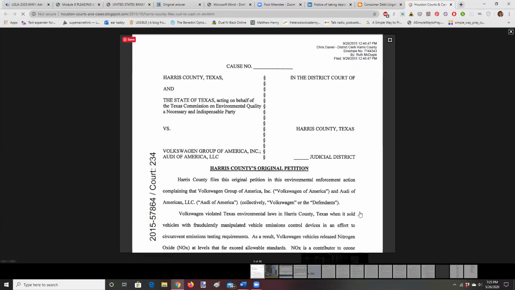This language here for the introductory paragraph is a nice one. It doesn't use any of that archaic language. It begins, "Harris County files this original petition in this environmental enforcement action complaining that," and names the party, then defines it in parentheses, "Audi of America." This looks like a typo, this N right here. And then in quotes they say "Audi of America," collectively "Volkswagen" or "the defendants." So they're saying both of these together. If I talk about Volkswagen by itself, it's Volkswagen of America. If I talk about Audi of America, then it's this one. But if I want to talk about both Volkswagen and Audi, I'm going to use either Volkswagen or the defendants.